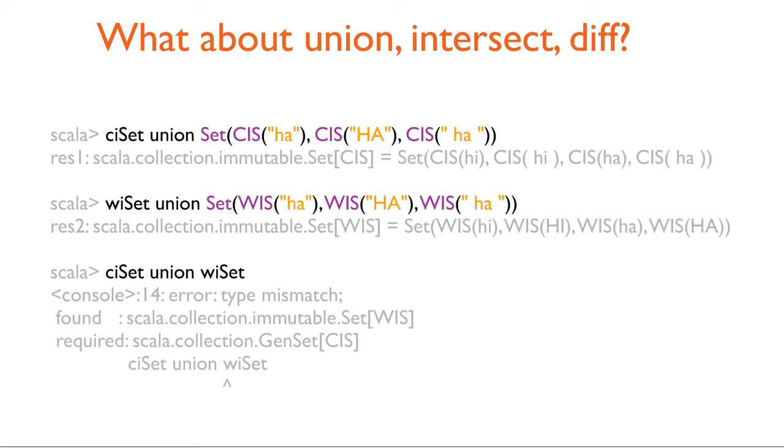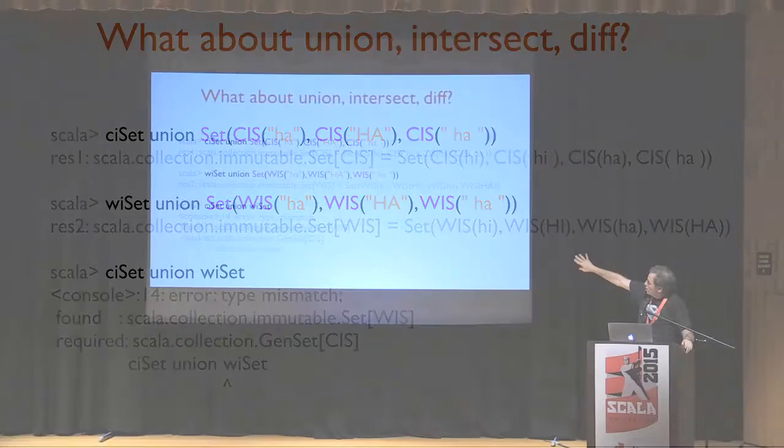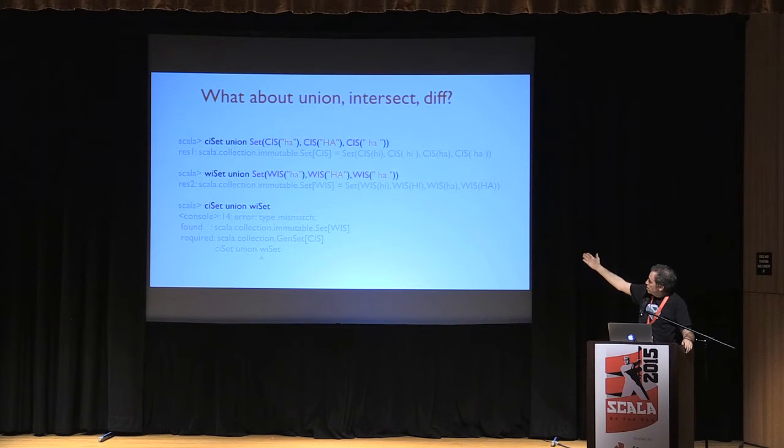But what's nice about it is that if you try to union 2 sets that have compatible notions of equality, you get an answer. In the top line, I took the CI set I made on the previous page and union it with another set of CIS, case insensitive strings, and I get the union. In the second line, I do the same kind of thing with whitespace insensitive sets. I can union them and get an answer that makes sense. But if I try to union 2 sets with custom equalities that are incompatible, it doesn't compile. And I think that makes sense.